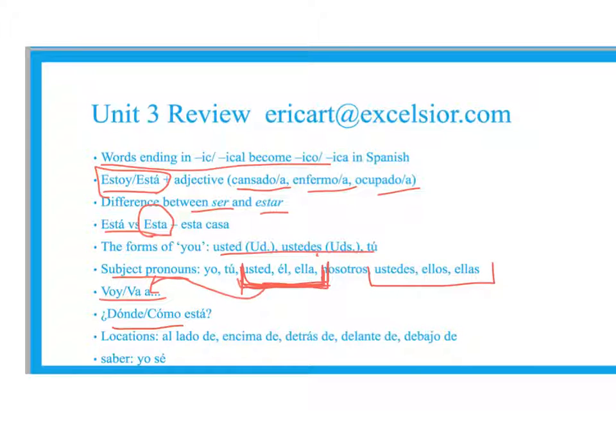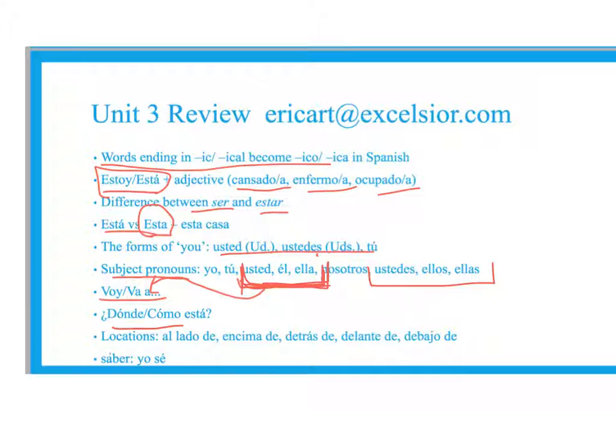¿Cómo está él? How is he? Now, you don't have to say the pronoun, but if you need to clarify, you can use the pronoun. ¿Cómo está ella? How is she doing? ¿Dónde está ella? Where is she? So if you want to clarify, you may use the pronoun, but in Spanish you don't have to use the pronoun.